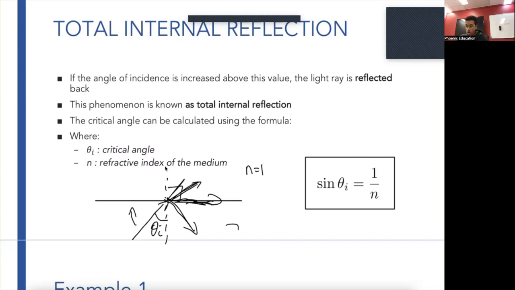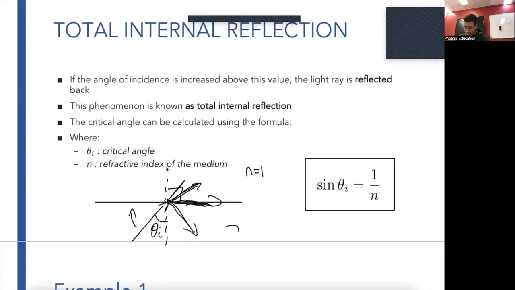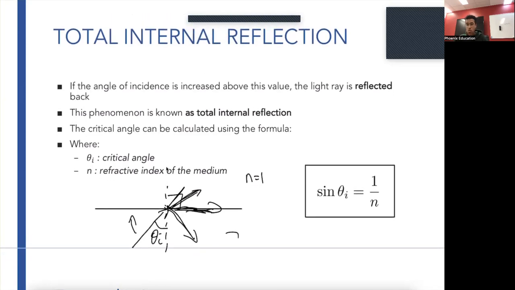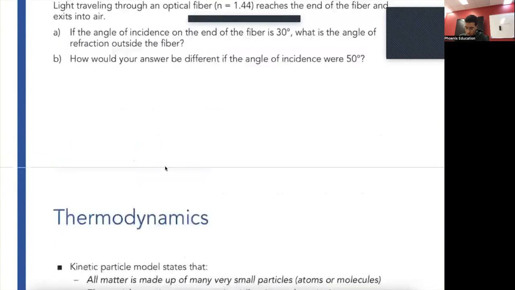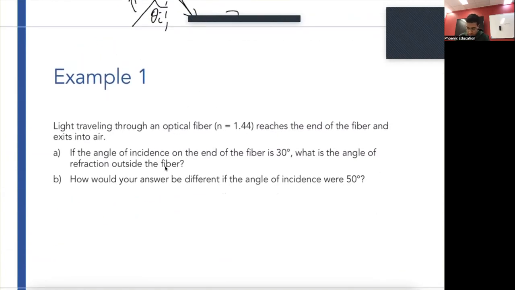And the formula to find the angle of incidence at which total internal reflection occurs is described by sine theta I equals 1 over n. Okay, pretty simple formula. And this is all given on your reference sheet. So you don't really have to memorize these, but it's good to memorize these. Okay, we'll go through this example here.